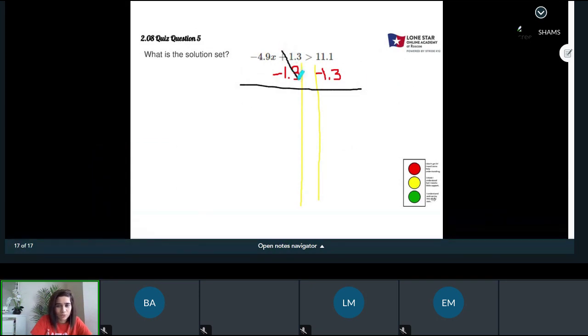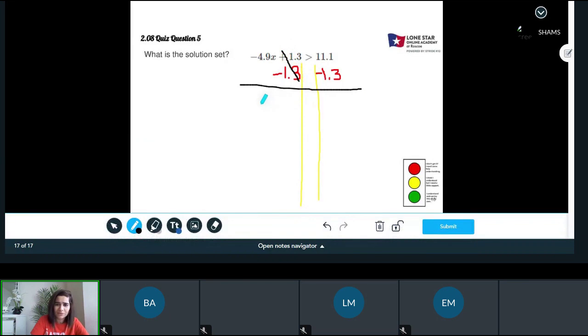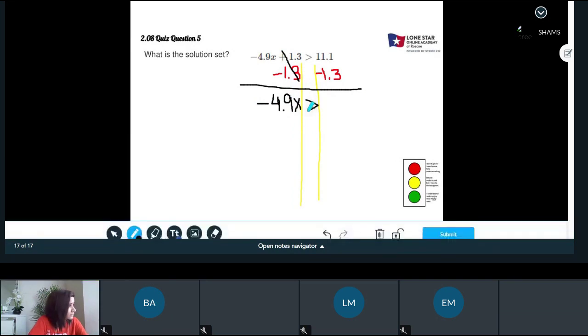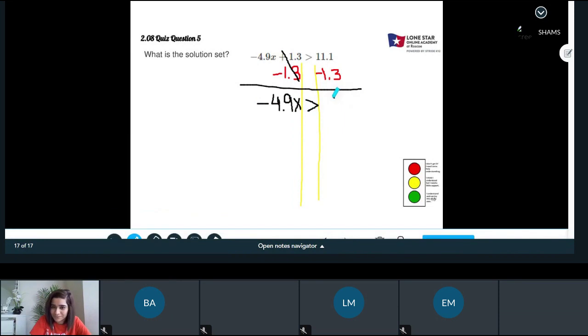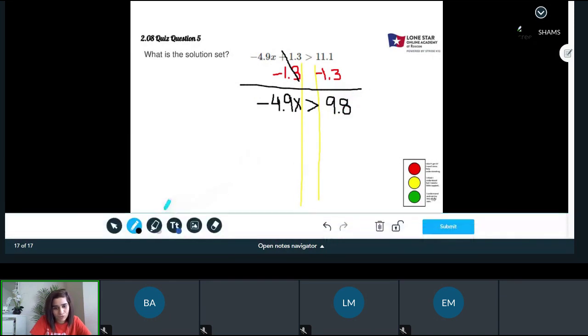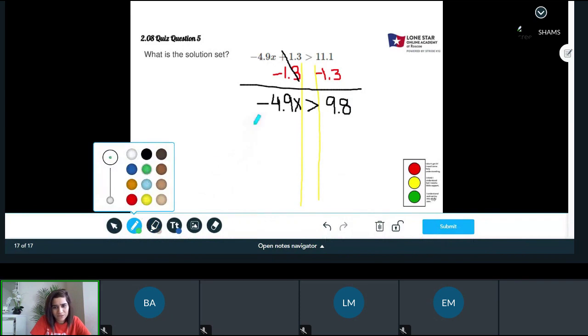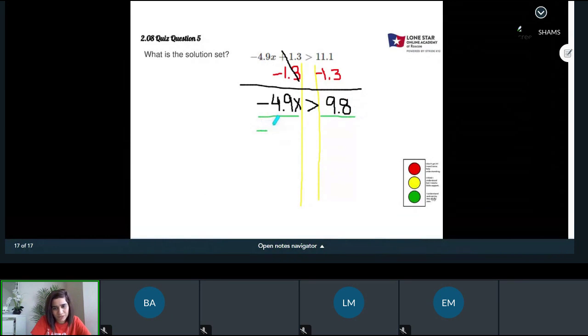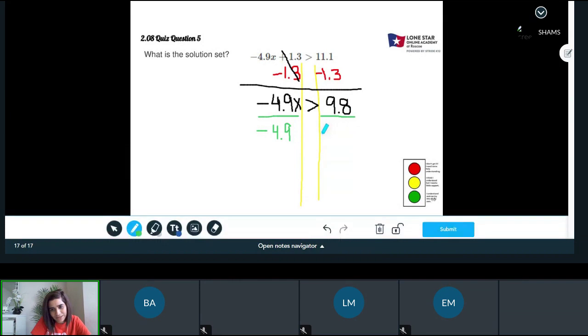Plus 1.3 minus 1.3 is 0. And I'm left with negative 4.9x. That has to be greater than 9.8. To get x by itself, I will divide both sides by negative 4.9. And you see how the numbers are so compatible? You divide both sides by negative 4.9, and this other side also by negative 4.9.